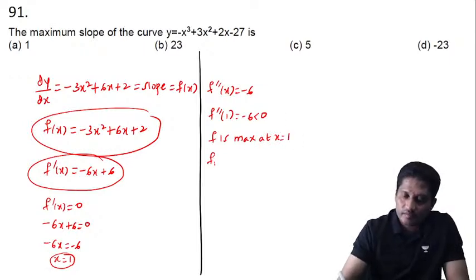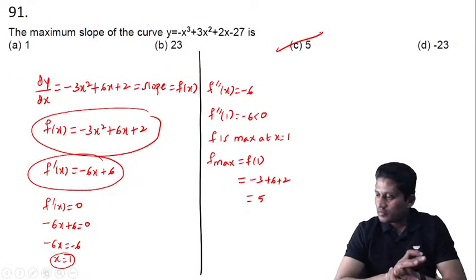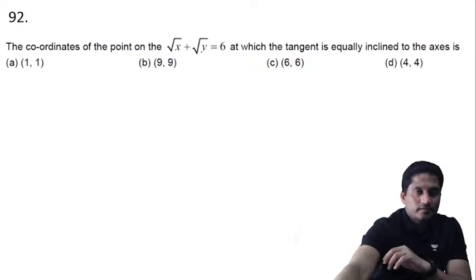Okay, now f maximum is equal to f of 1, which is equal to minus 3 plus 6 plus 2, which is equal to 5. Answer is option C. Alright, let's move to the next question.